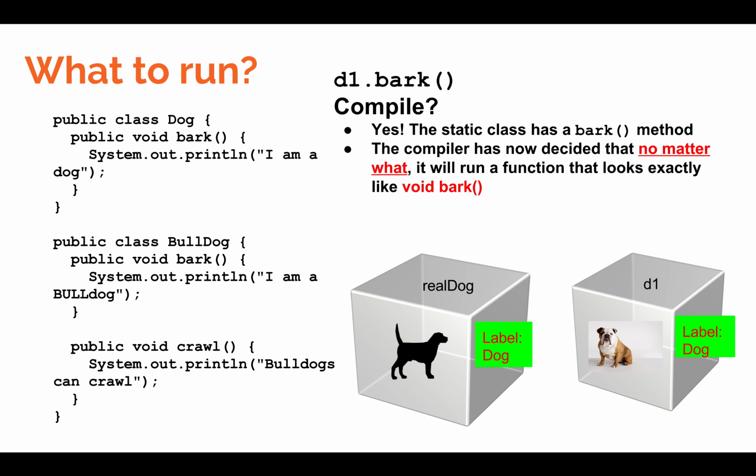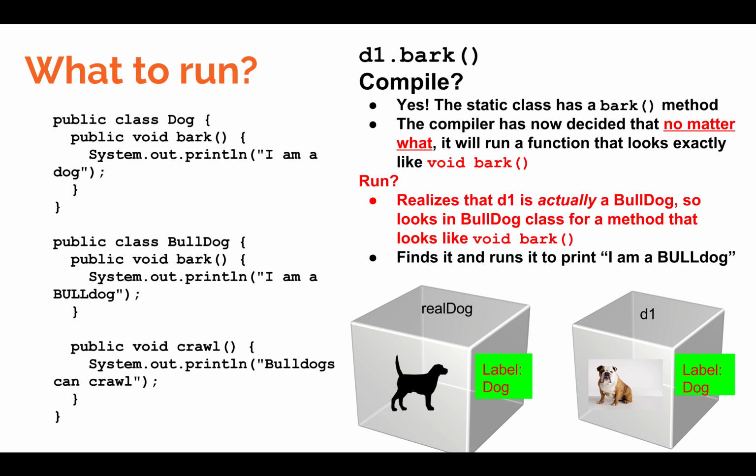Cool? Okay. What happens during runtime? During runtime, I told you that the runtime sees the dynamic type. Your computer realizes that d1 is actually a bulldog. So the first thing it does is look in the bulldog class for a function that looks exactly like void bark. So the compiler decides that I'm going to run something that looks like void bark, no matter what. And then during runtime, we look for a function that looks exactly like that. But we start looking in the dynamic type first, because it's actually a bulldog, right? So let's look there first.